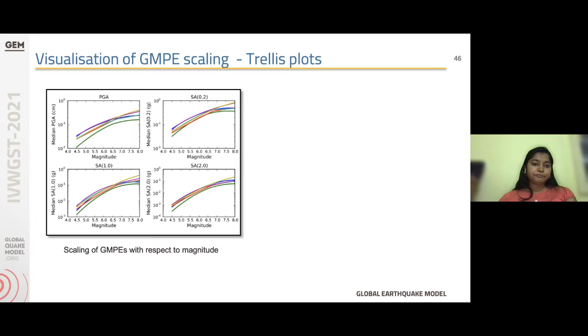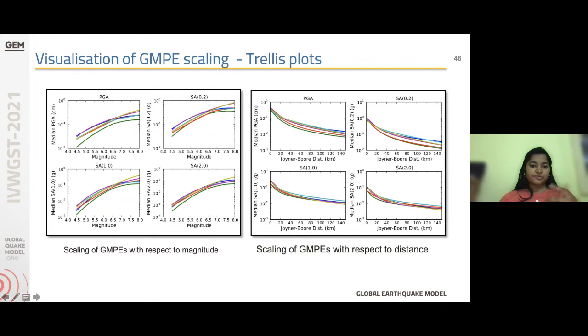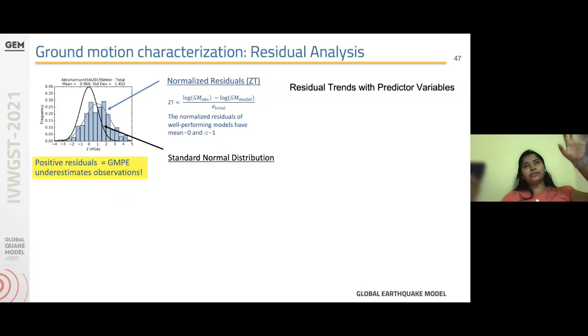So we're talking about trellis plots. What we always try to understand from this is the scaling of these GMPs with respect to different explanatory variables. The one you're seeing here is with respect to magnitude, and the one on the right is with respect to the Joyner-Boore distance. Whenever we construct these trellis plots, there is always a major obstacle that we face, that is the distance metric, because not all GMPs use the same distance metric. Some of them use the closest distance to the rupture, but some of them use Joyner-Boore distance. So even these things have to be kept in mind, and there is always a workaround solution to this, which I will explain a little later. So that was about the trellis plots, which is more of a qualitative analysis, where you can just do a visual inspection, but there is nothing quantitative that you can actually derive from that.